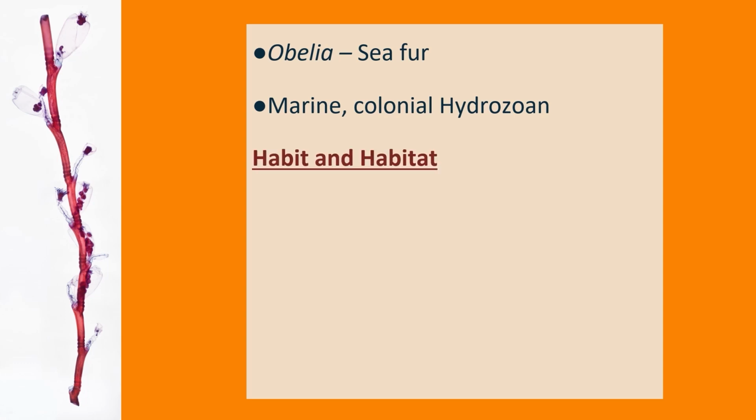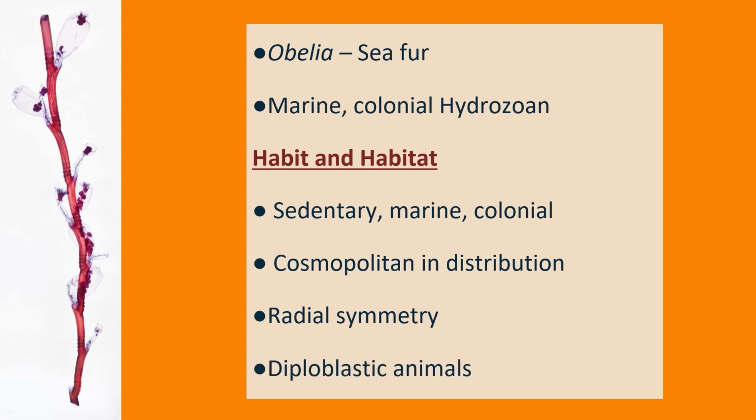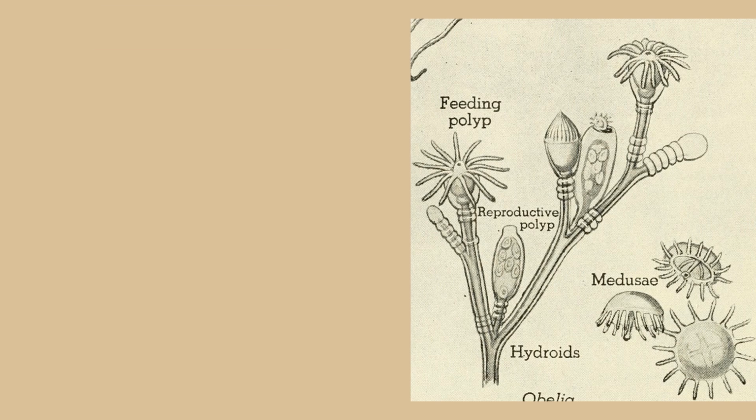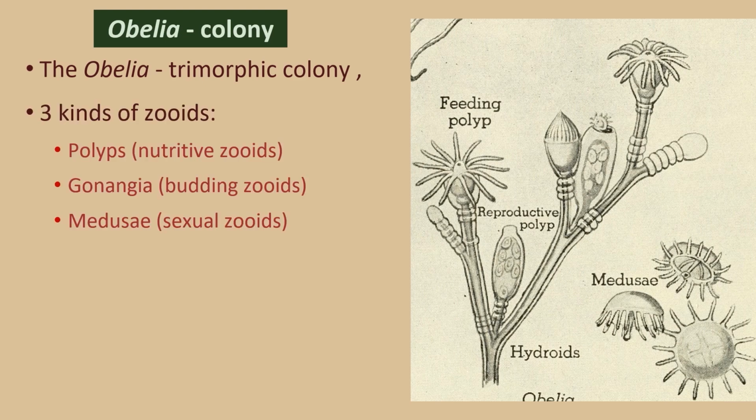Habit and habitat. Obelia geniculata is sedentary, marine, and colonial. They are cosmopolitan in distribution. They exhibit radial symmetry and are diploblastic in nature. Obelia colony. The Obelia is a trimorphic colony. They consist of three morphologically distinct zooids. They are polyps, which are nutritive zooids, gonangium or the budding zooids, and medusae or sexual zooids.